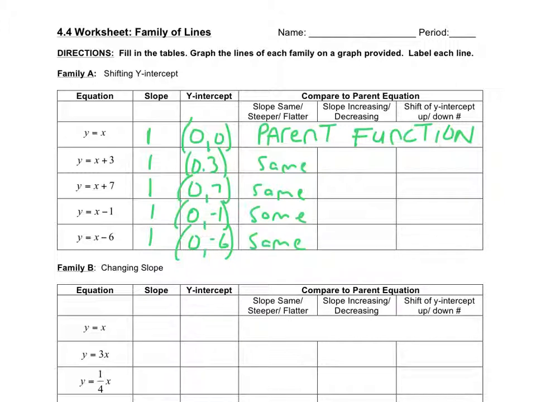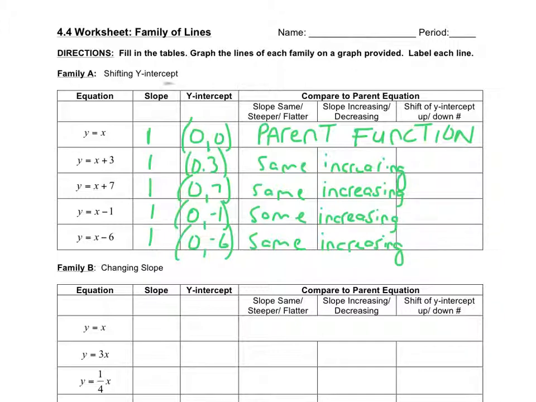And then it says, is the slope increasing or decreasing? Well, increasing means it has a positive slope. So since all of the slopes are positive, we're going to fill in increasing. That means it's rising from left to right. So increasing. Okay, so make sure you understand that and have that written down.